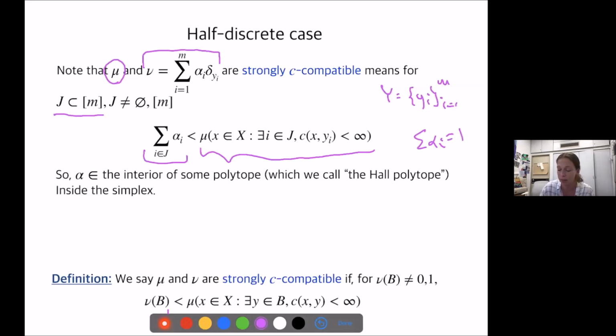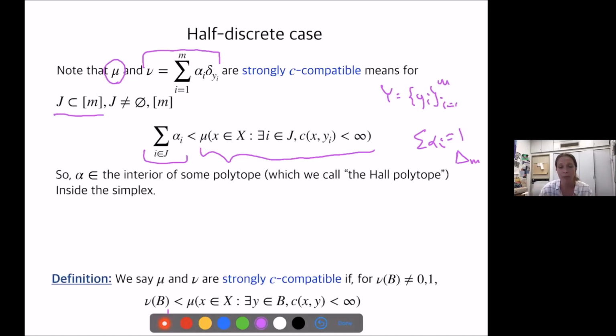It's part of the simplex, of the m-dimensional simplex, okay? And alpha has to be in the interior of some polytope. We call this the Hall polytope. And if you were in Shay's lecture in this AGA seminar of Galina, then you heard a lot about this, okay? So this defines a polytope. And a strict inequality means you're in the interior of this Hall polytope.